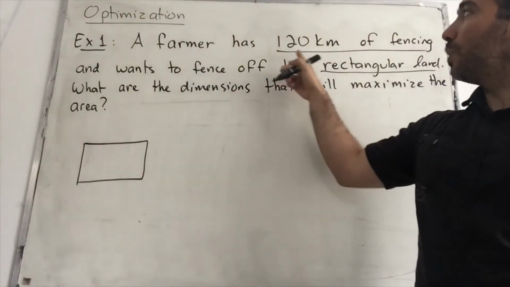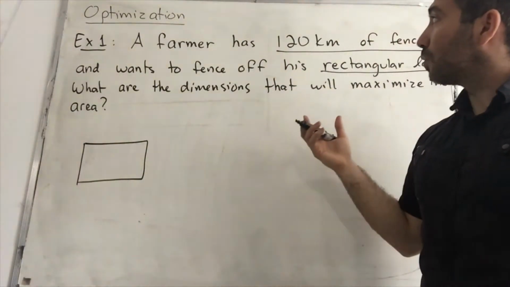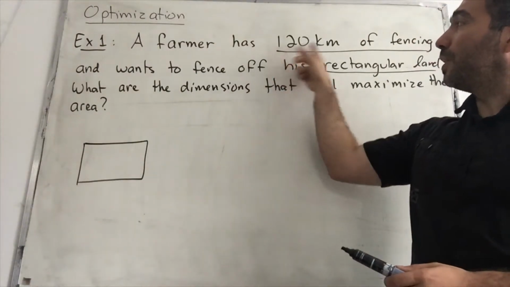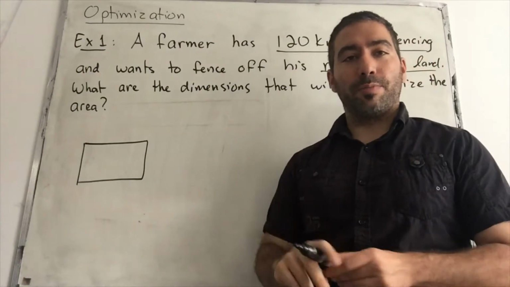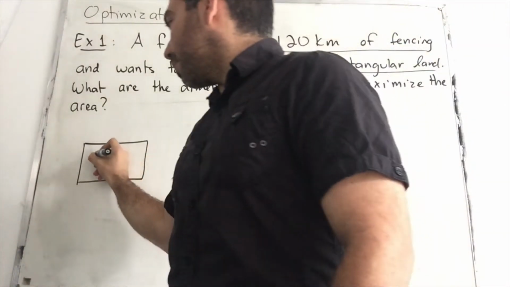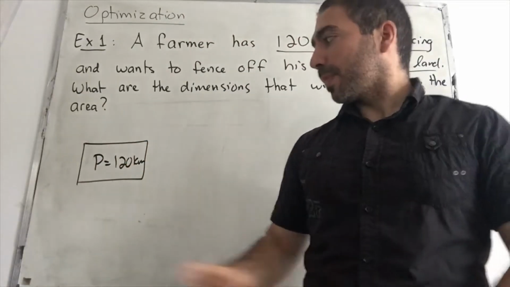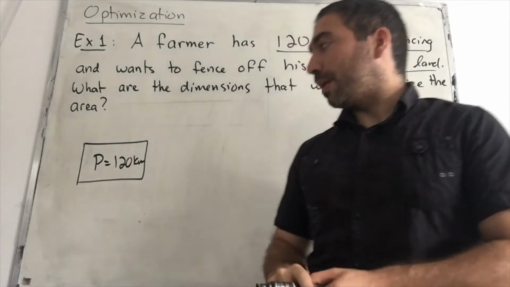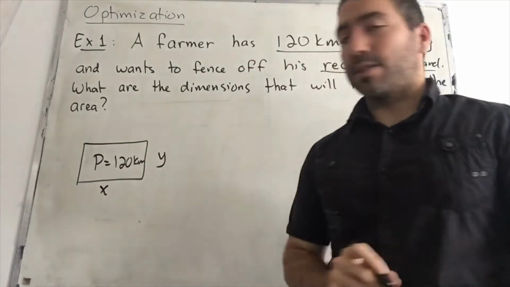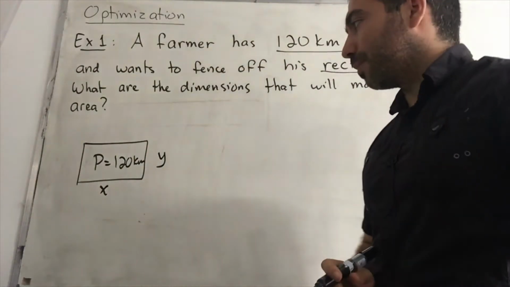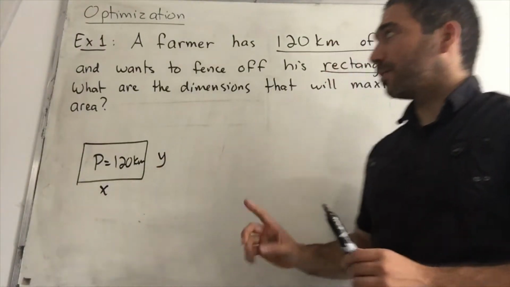And what does the 120 kilometers of fencing refer to? Well, if we look at the units, it's kilometers. And when you're fencing your land, it's all around. So we're really dealing with perimeter. So what he's telling us is that the perimeter is 120 kilometers. And we have to label our length and width. Let's call this the length, let's call this the width, x and y. Very important to label your drawing. We have two variables here, x and y, so keep that in mind.